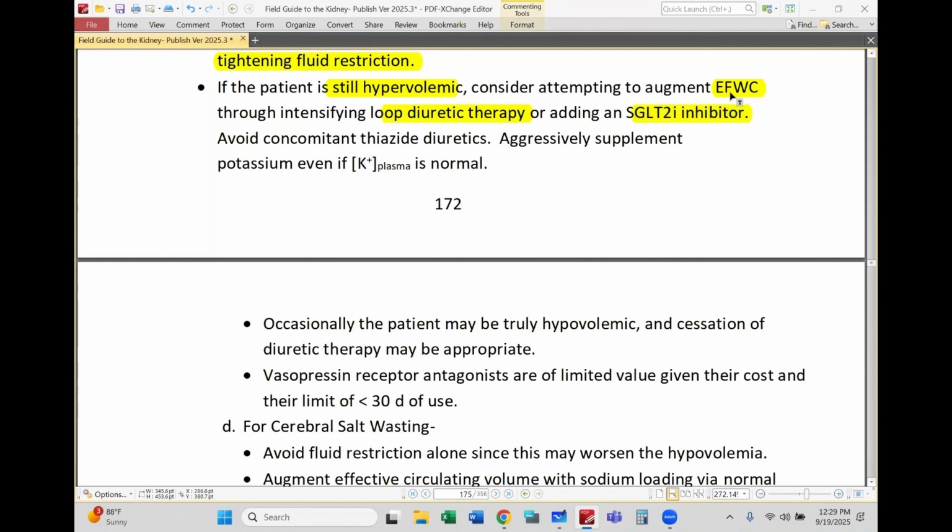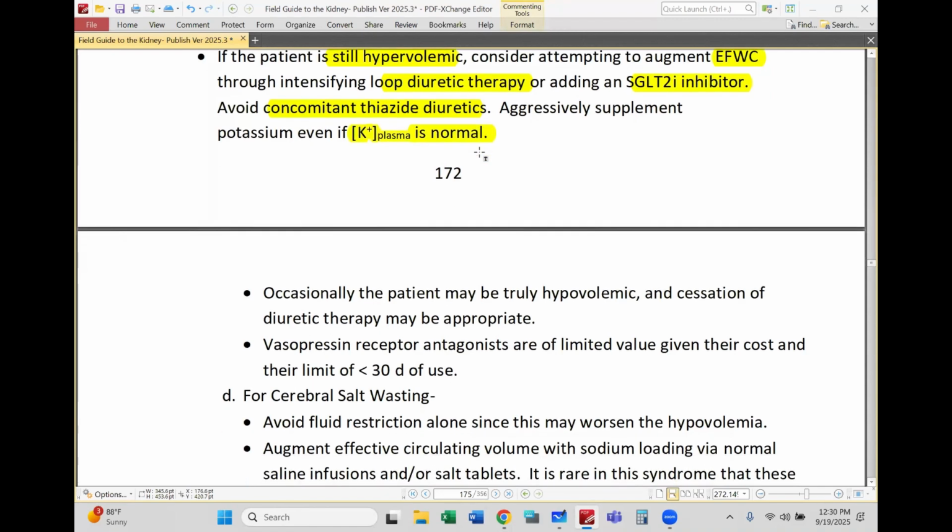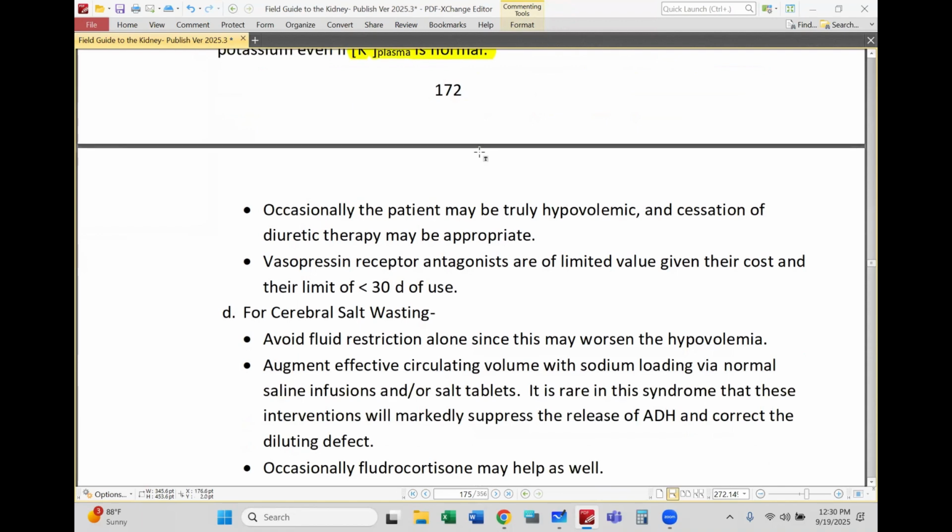You now have the ability to add SGLT2 inhibitors. You have the ability to avoid thiazide diuretics. Remember, thiazides are going to predispose to first worsening hyponatremia. So if you have somebody who's hypervolemic from heart failure and hyponatremic, you certainly want to use more loops and avoid thiazides. Replete any K deficit if you think there is one, even if the potassium is relatively normal, okay?